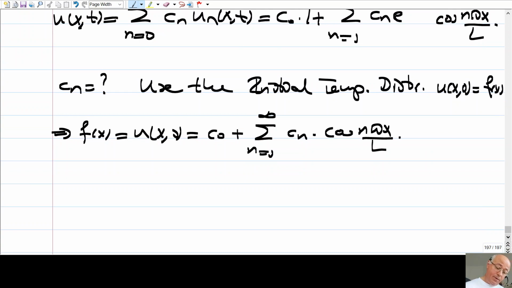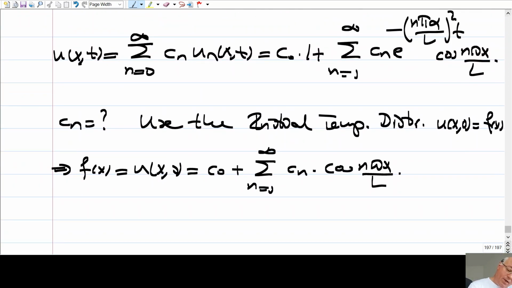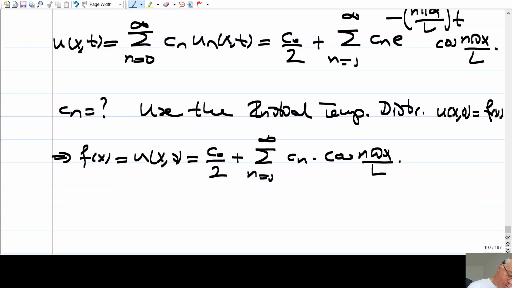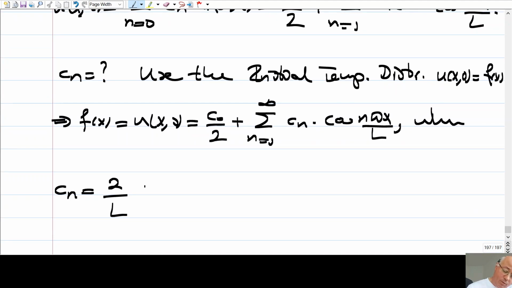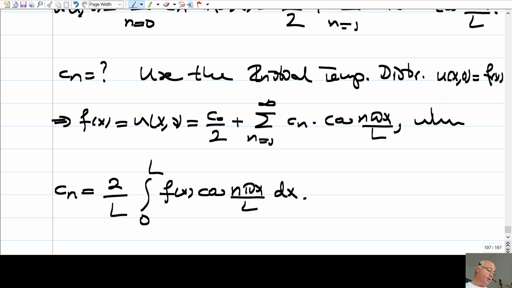Maybe we can choose this constant as C0 over 2, so that Cn will be what? I have a cosine series, so it will be 2 over L, integral from 0 to L, f of x times cosine n pi x over L dx.